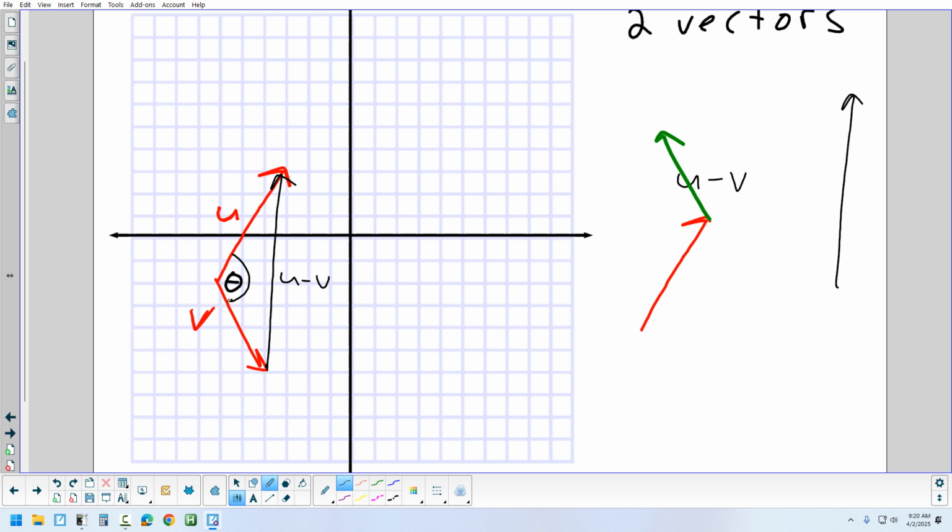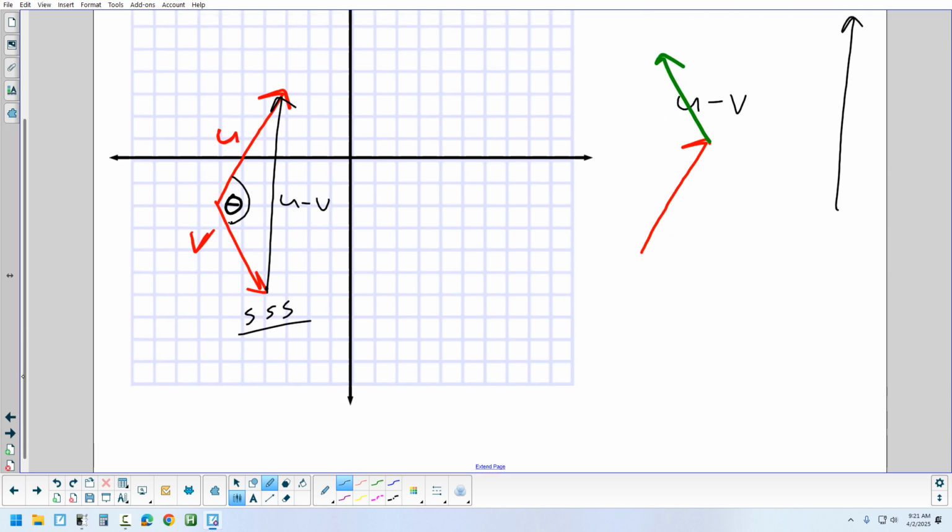A lot of times we describe it with like 3 letters: side, side, side. This would be a side, side, side triangle. How do you find out angles in a side-side-side triangle? Law of cosines, yep. So we need to do the law of cosines.